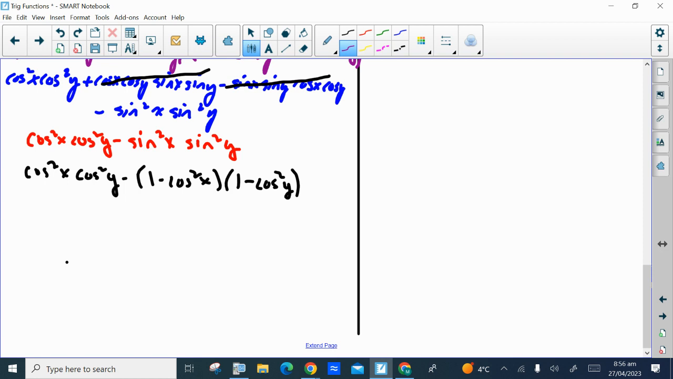And my next step is I'm going to multiply out those two binomials. So the cos squared x, cos squared y stays the same for now. I have to subtract all of the product of those last two factors. So I'll put it in brackets to remind myself I got to subtract all of it once I'm done multiplying. And that's my next step, to actually multiply those out. The front terms multiplied together is 1. The outer terms is minus cos squared y. Inner is minus cos squared x. And the last, a negative times a negative is a positive, cos squared x, cos squared y.